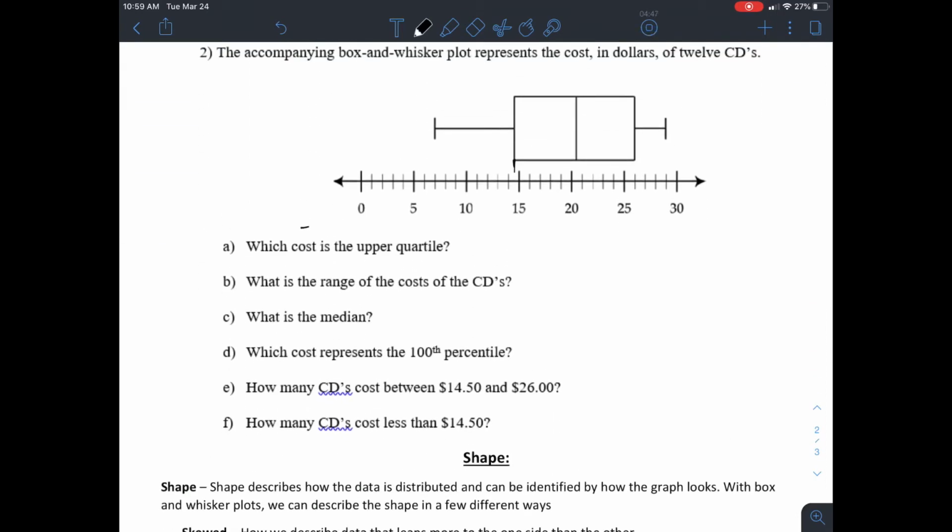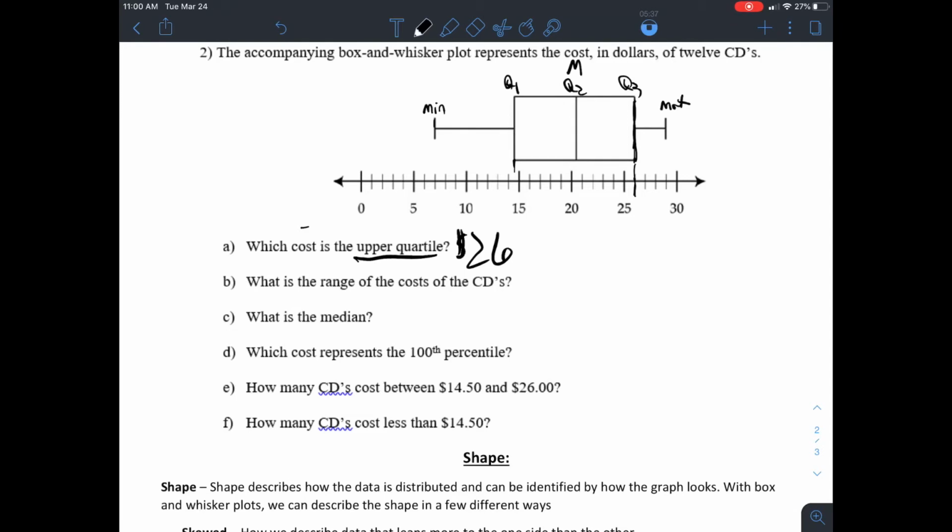Let's look at our next example. This one asks us a variety of questions regarding center and spread. Let's look at our first question. What is the cost of the upper quartile? Well, I know that on a box and whisker plot, my minimum ends my first whisker. My lower quartile, or my Q1, begins my box. My median cuts my box and also represents my second quartile. My upper quartile, which is what we're being asked about, ends my box, and my maximum ends my whisker on the right. So, what is our Q3? Well, if I go down, it looks like our Q3 is $26.